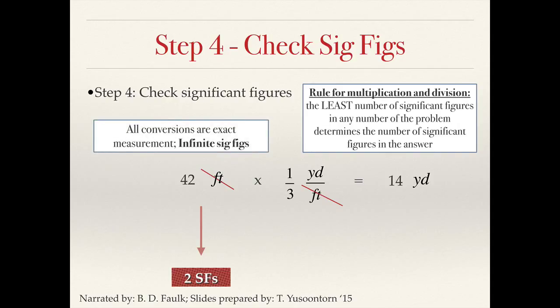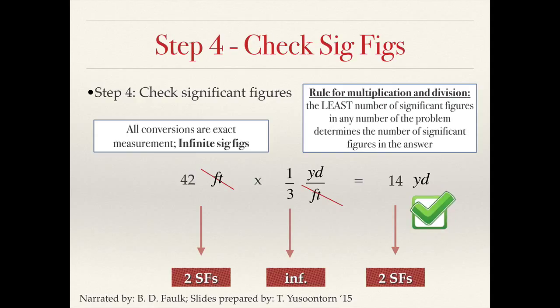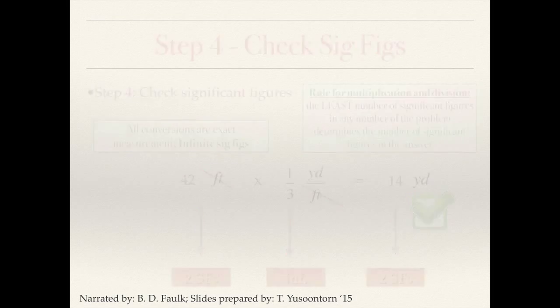So in other words, there are exactly 3 feet for every 1 yard. That's not a measurement, and it doesn't have any significant figures. So therefore, we're going to argue that they have an infinite number. We're not going to worry about them in the problem. So therefore, our answer, which came out of the calculator as 14, is in fact right. Do not be fooled. Many answers that do come out of the calculator are incorrect.